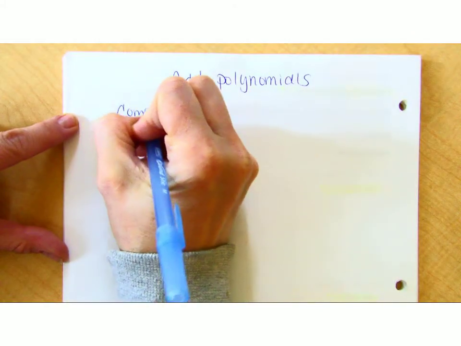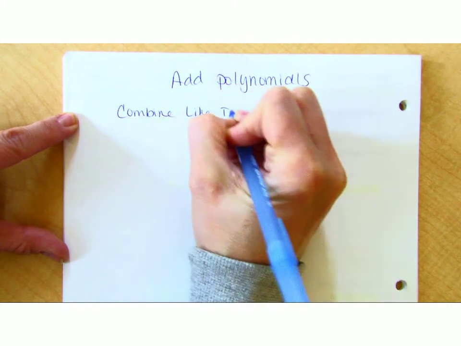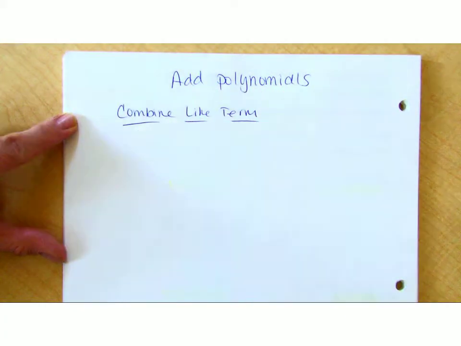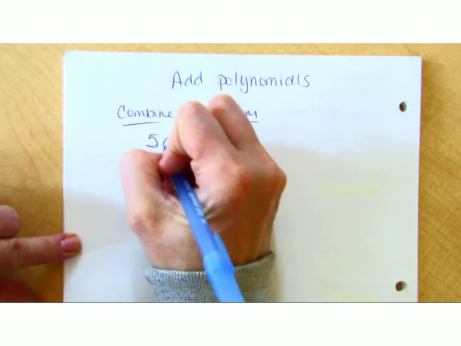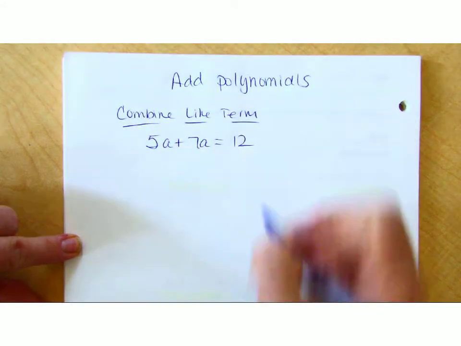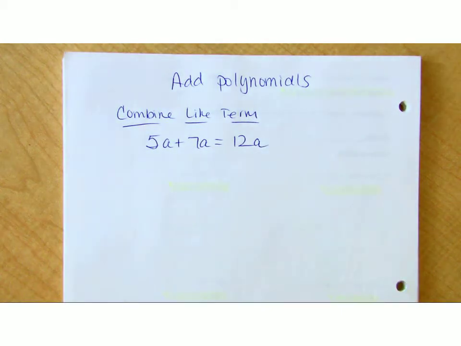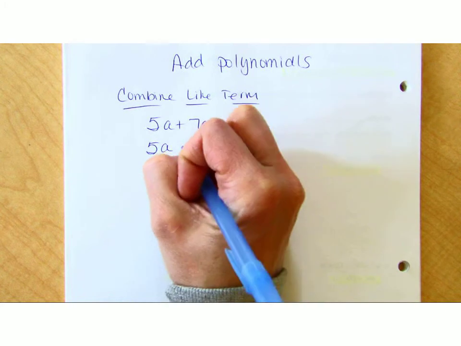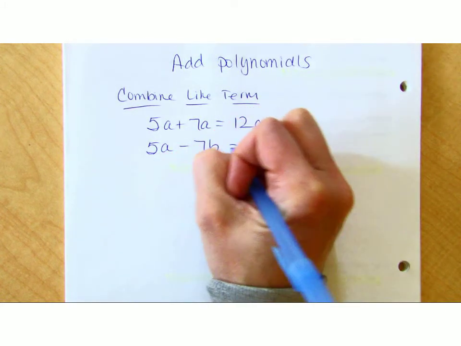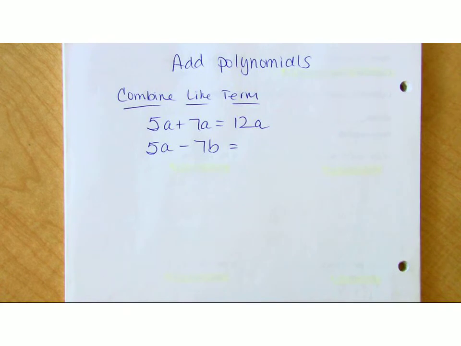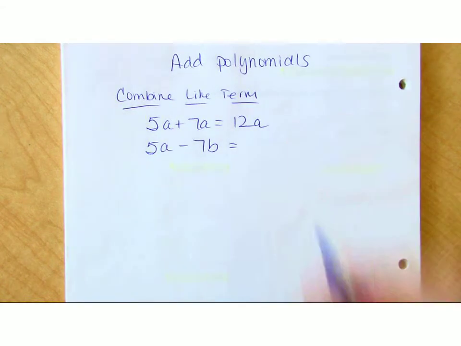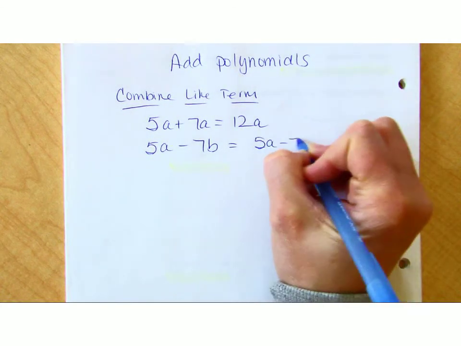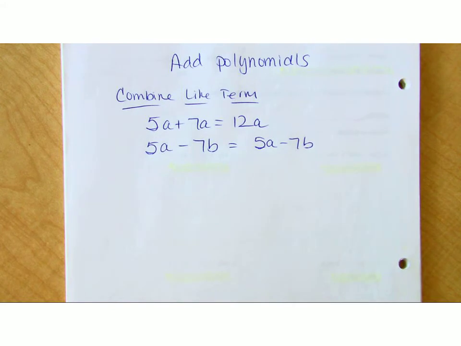like terms. No matter who you had last year, you were taught to combine like terms. You were taught that 5a plus 7a was 12a, and you could add those coefficients because they both had an a, right? You were even taught that 5a minus 7b, you couldn't add, because one had an a and one had a b. So what is 5a minus 7b? It's 5a minus 7b. It's nothing else. So maybe you even rewrote it. Maybe you said can't add because they're not like terms.